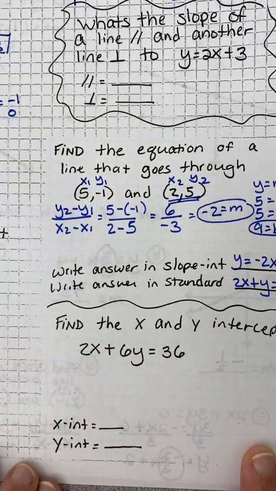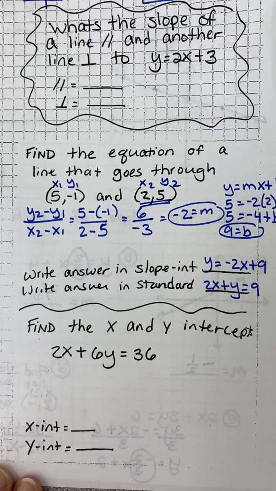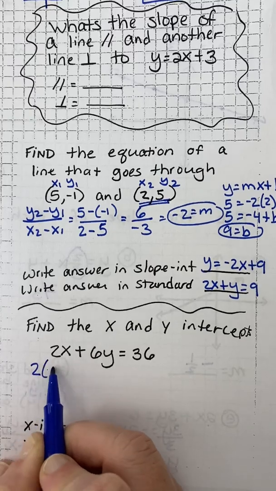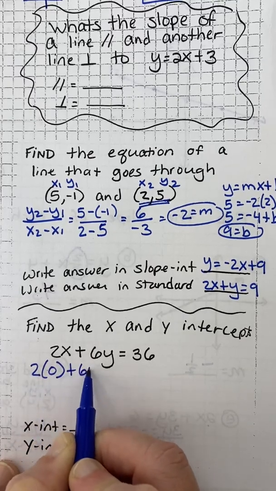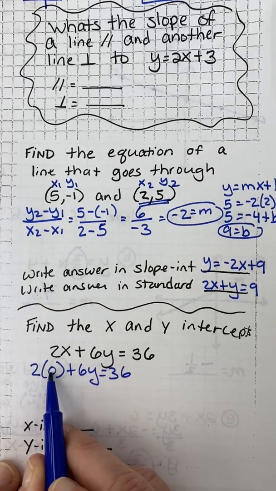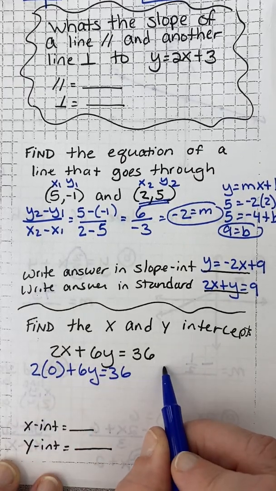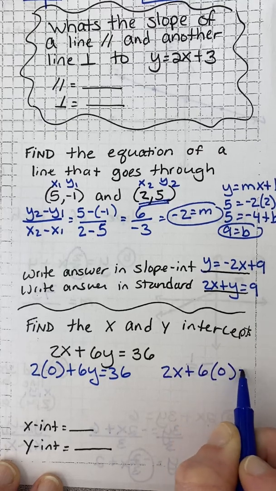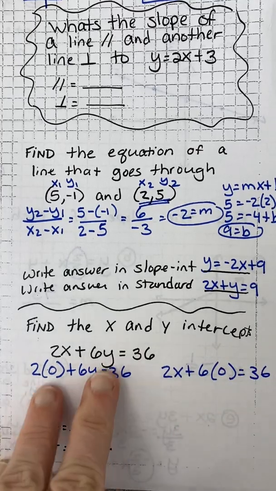Okay. Find the x and y intercepts. This is in standard form. Remember, this is pretty easy because I'm just plugging in my zeros. So I'm going to say 2 times 0 plus 6y equals 36. I'm going to make 2 equations. One is where I plug the 0 into the x, and the other one is where I plug the 0 into the y.